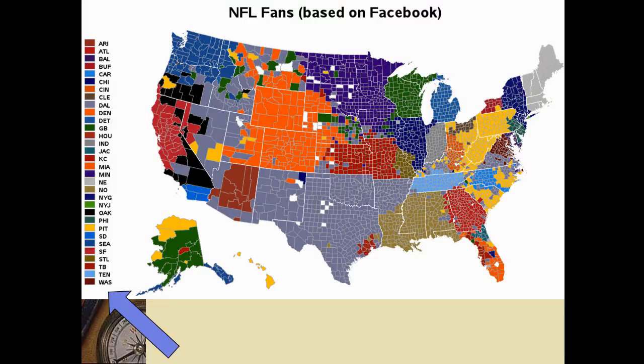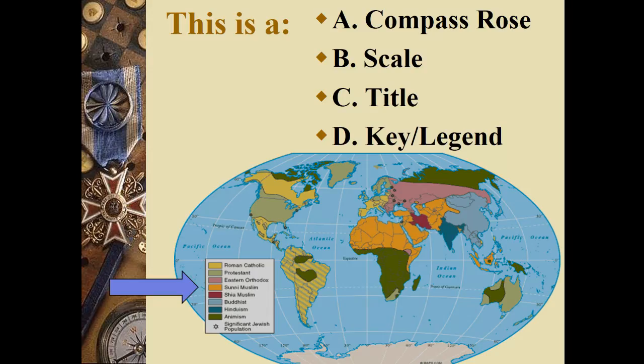I tell the kids, this is a bad legend, but it's hard to show so many different teams and not have a hard time with the legend. But I tell the kids they should have used stripes or some kind of patterns as opposed to colors that are so similar. If you look at all the different shades of red, you're going to have a hard time figuring out what this map is actually saying. Okay, so the arrow is pointed to a key or a legend here.